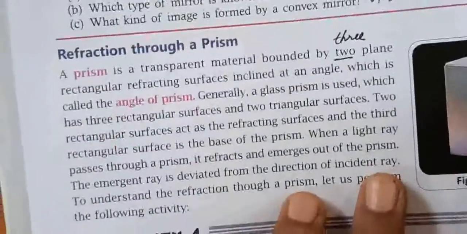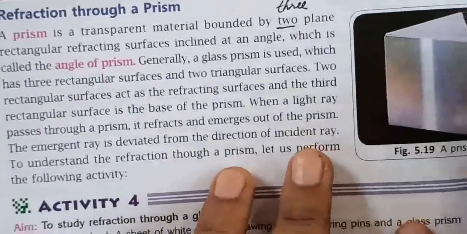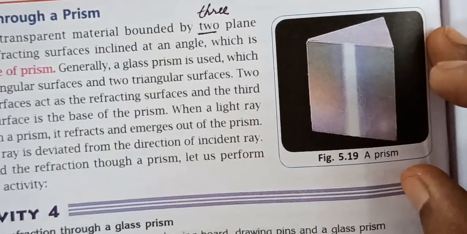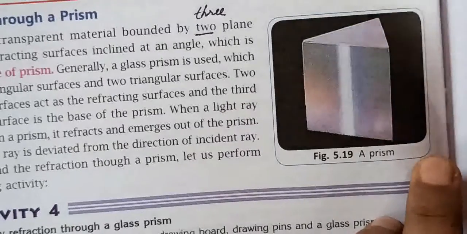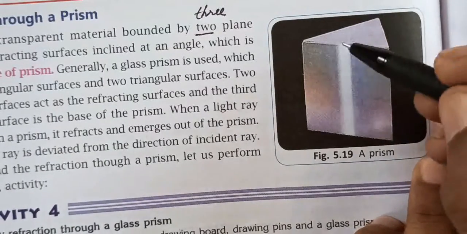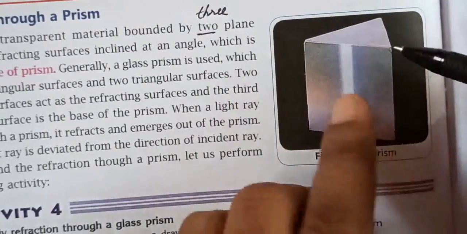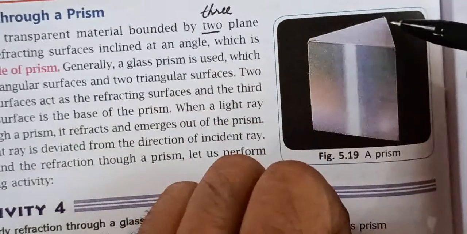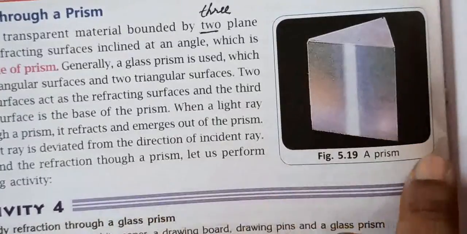Okay. Now refraction through prism. Beta, what is prism? If you see this part, otherwise in the school, when the school will open, I will show you. So this is a prism. Here one rectangular side, you can see. Same way that side also one rectangular side is there, this side also one rectangular side is there.